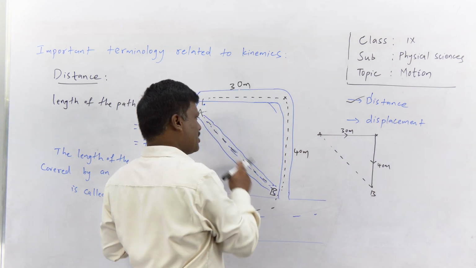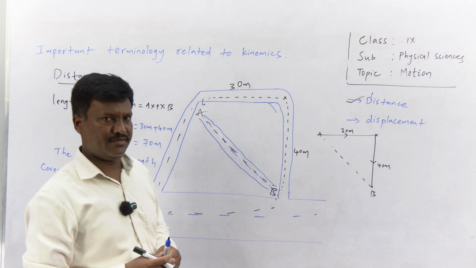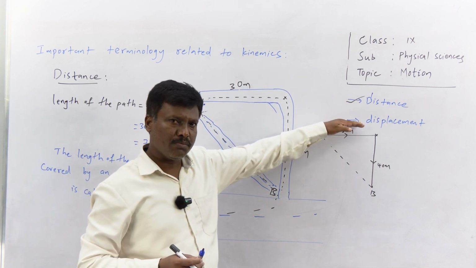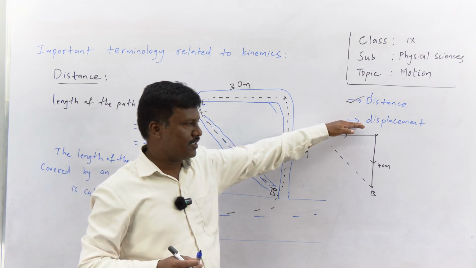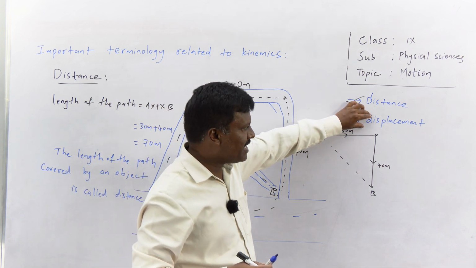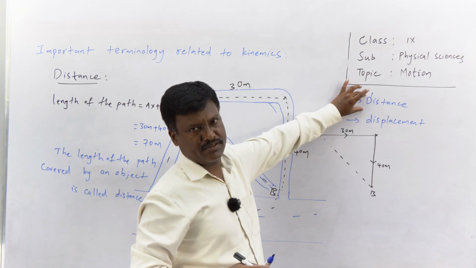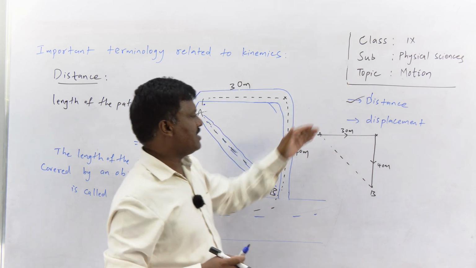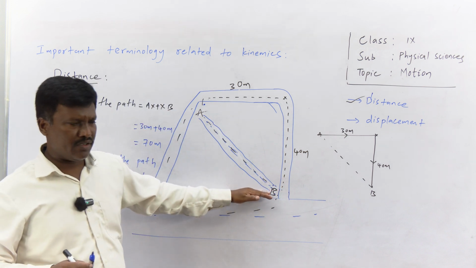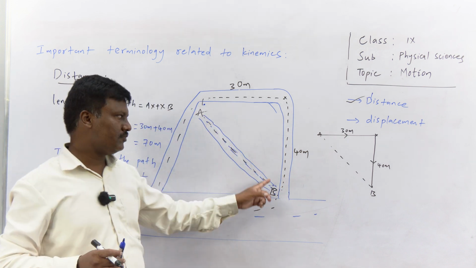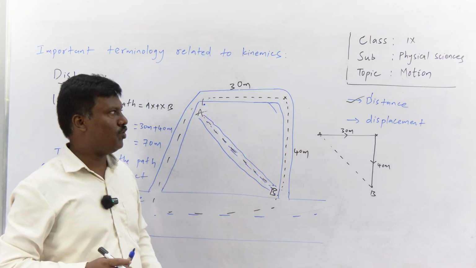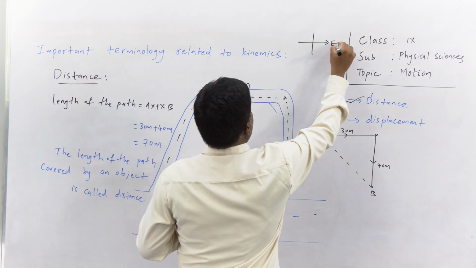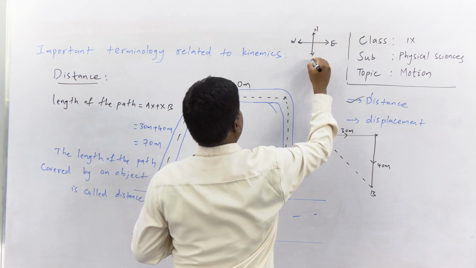Okay, what is displacement? It is also distance. Distance and displacement are both different, but displacement is also a distance. But what is the main difference between distance and displacement? If we talk about distance, you can reach your destination in any direction. For example, east, west, north, south.